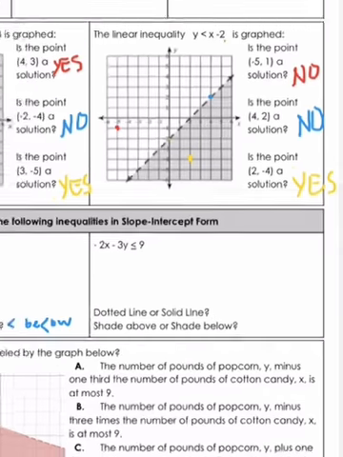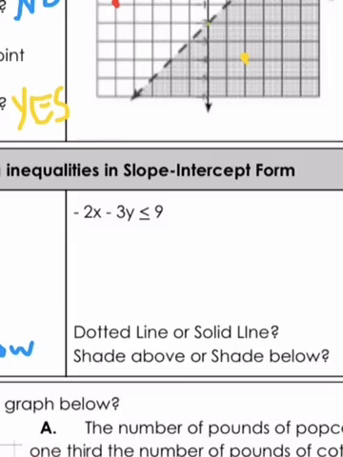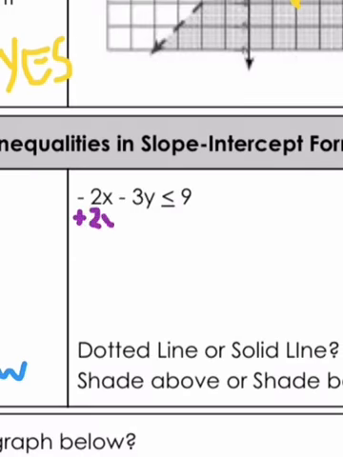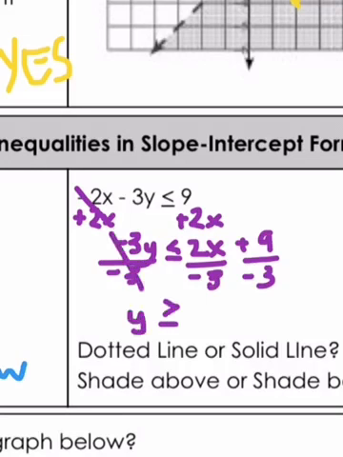All right, our next one over here, we're going to get the y by itself. So we need to add 2x to both sides. Bring down the negative 3y. It's less than or equal to 2x plus 9. We'll divide by negative 3. Because we divided by a negative, we need to flip that inequality symbol over. That is negative 2 over 3 x minus 3.